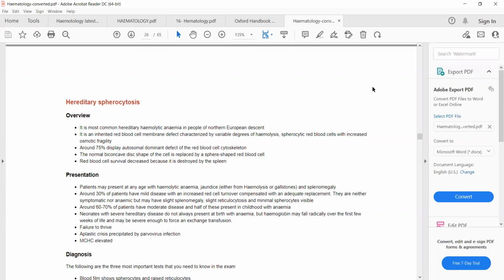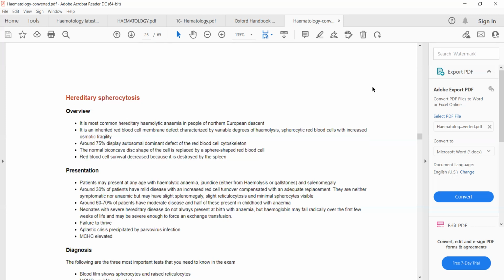So it is a genetic defect that is common in European people, and it is an autosomal dominant genetic defect. It can result in two abnormalities in RBCs. One is that the biconcave disc-shaped RBCs are replaced by sphere-shaped RBCs, and the second one is that due to this change in shape of the RBCs, osmotic fragility of the RBCs is increased.